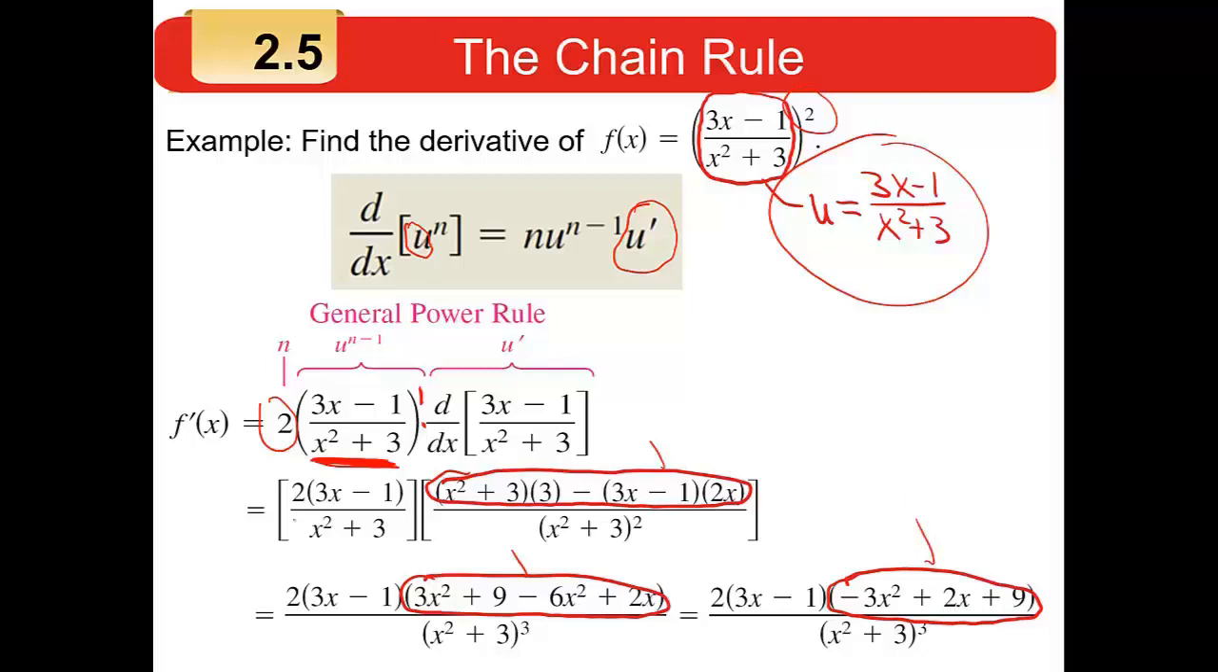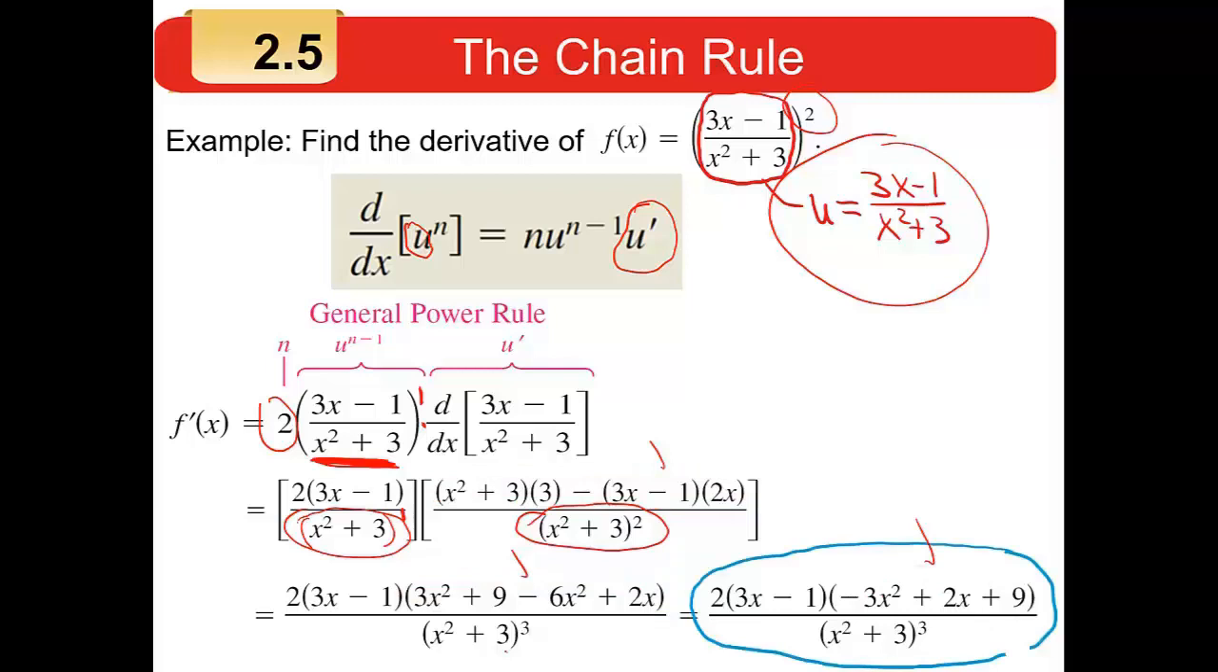And the only other thing that really happened was this x squared plus 3 times x squared plus 3 squared becomes x squared plus 3 cubed, because that's like to the first power. And when you multiply with like bases, you add the exponents, and 1 plus 2 is 3. Other than that, WebAssign is perfectly happy to accept that as your answer.